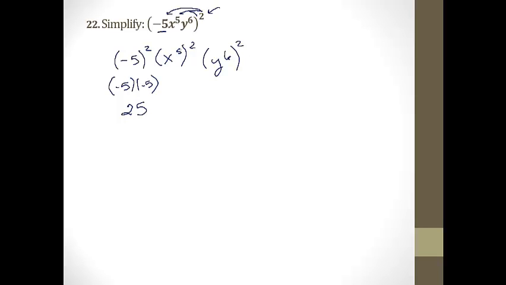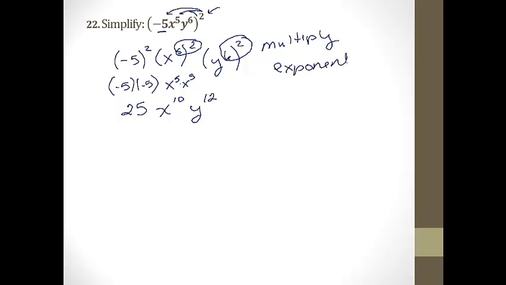X to the 5th squared means x to the 5th times x to the 5th. Alright, when you multiply, exponents get added. But the shortcut when these exponents are stacked up like this is to actually multiply the exponents together. So either way that you think about this, it becomes x to the 10. And the same thing here. Y to the 6 squared becomes y to the 12. The shortcut here is to multiply the exponents. When you have exponents being raised to exponents, we multiply them.